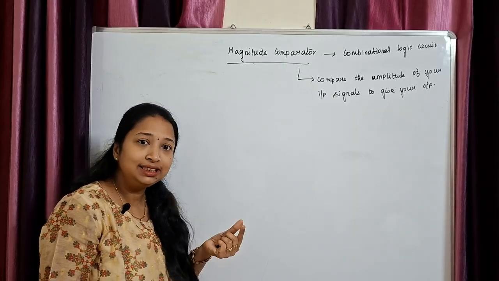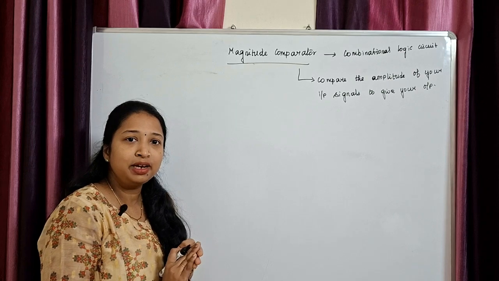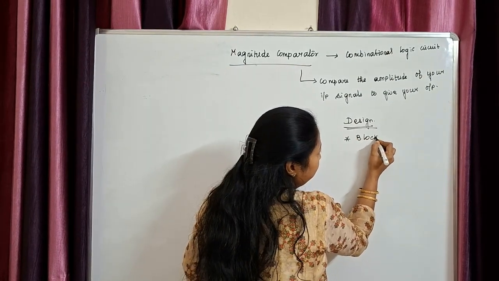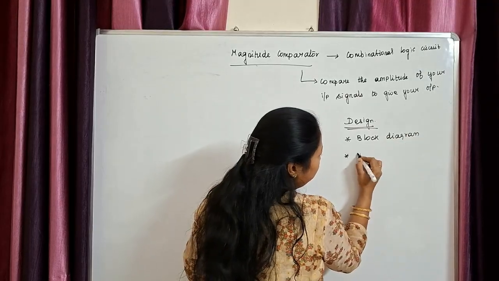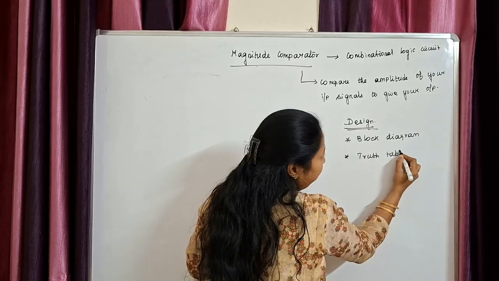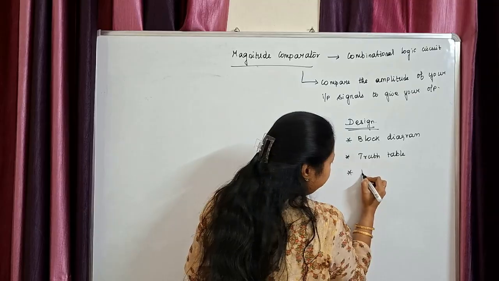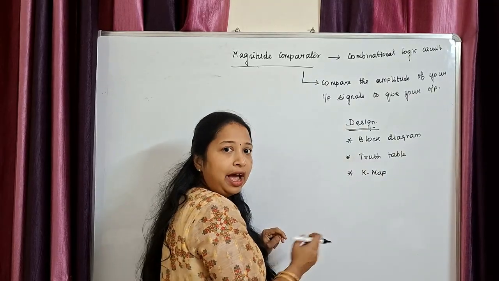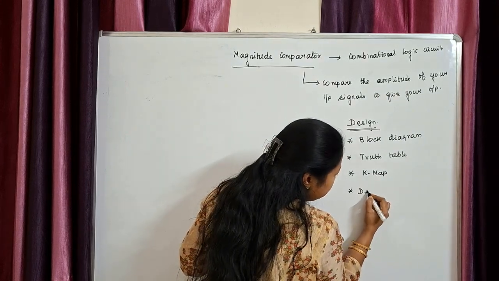Whenever you see the word design using combinational logic circuit, what are the four basic steps that should come to your mind immediately? First is your block diagram. You have to draw your block diagram, followed by a truth table. And from your truth table, you have to derive your Boolean expression. For that, you will be making use of your K-map, and from your K-map, you will be deriving a Boolean expression. After finding the Boolean expression, what is the last step? You have to design using logic gates.